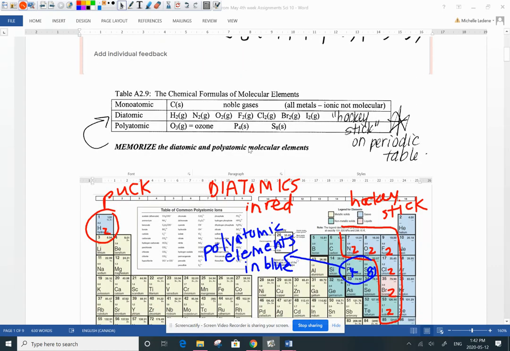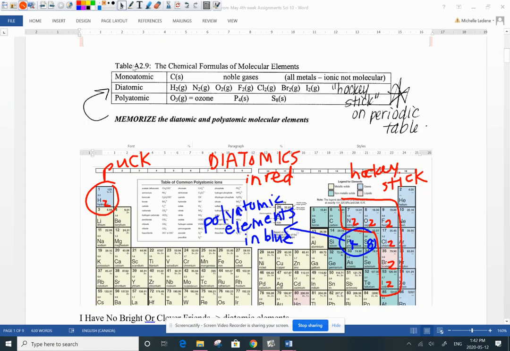So I had this little chart for you on your molecular naming booklet. And just a reminder that your diatomics are these guys in red. And so it looks like a hockey stick, an upside down hockey stick. So we've got nitrogen, oxygen, fluorine, chlorine, bromine, and iodine. And then here's the puck over here. That's H2, hydrogen gas. Now, don't forget the states are given up here in the legend as well.